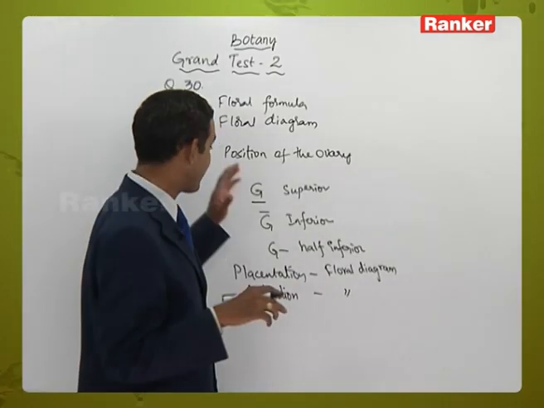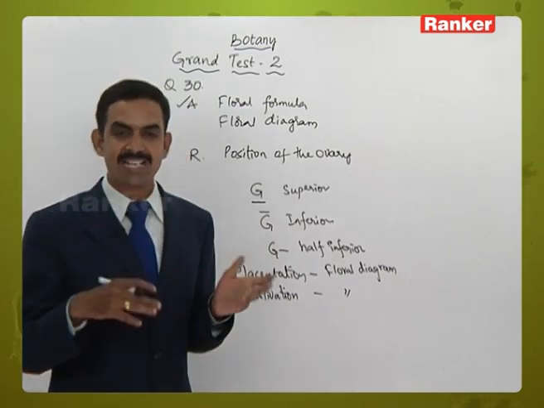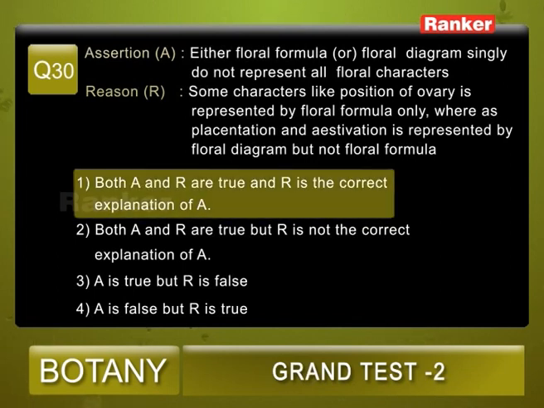So some characters are shown in the floral formula, some are shown in the floral diagram. So that's the reason why we say that here in the given statements both A and R are correct and R is a correct explanation of A. So question number 30, the correct answer is 1.